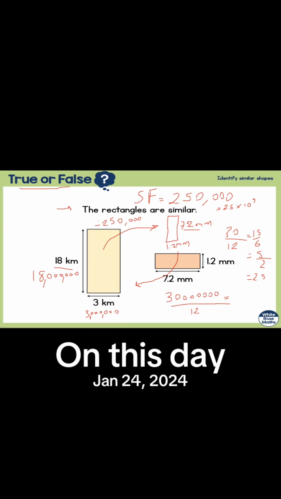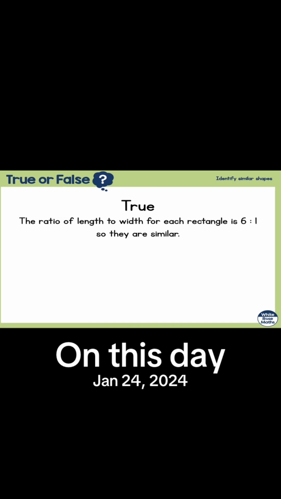Here is the White Rose Maths answer. The ratio of the length to the width for each rectangle is 6:1. So they are similar. So that's another answer. Hoping that makes sense.